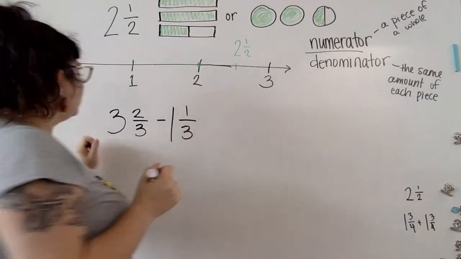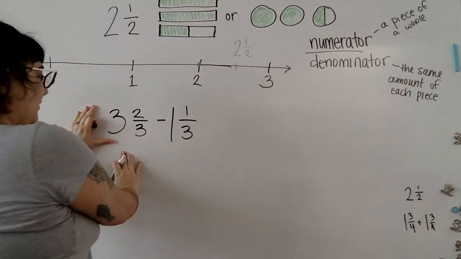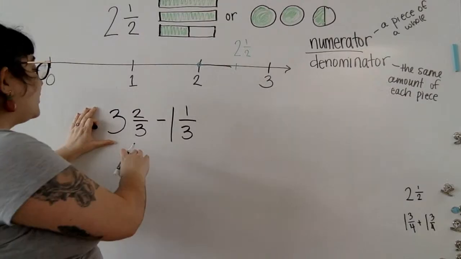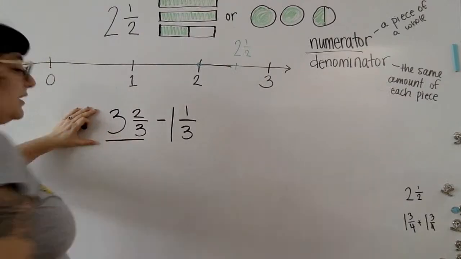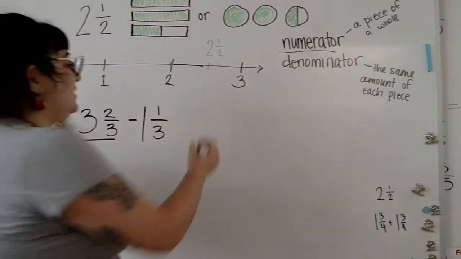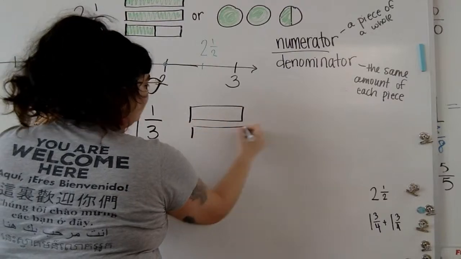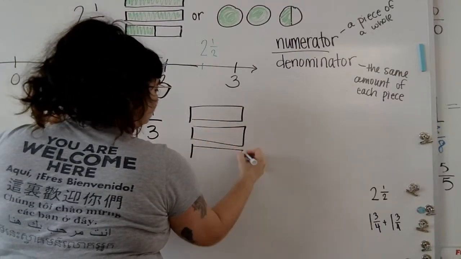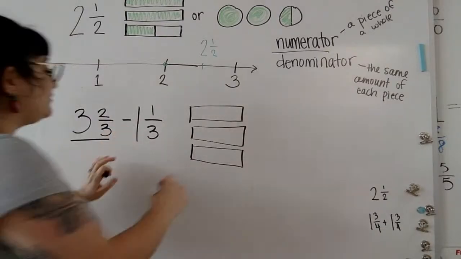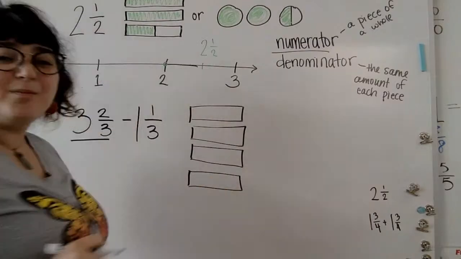So first, whenever we're subtracting a smaller number from a bigger number, whether it's a fraction or a mixed number or a whole number, we're always going to start off with the bigger number. So let's start off by drawing this out. Well, I know 3 wholes represent 3 whole fraction strips. I also know that I need to represent my 2/3 by drawing a fraction strip that's split up how many times?